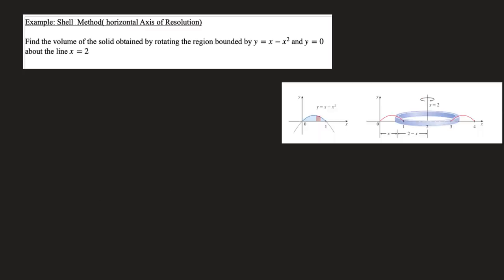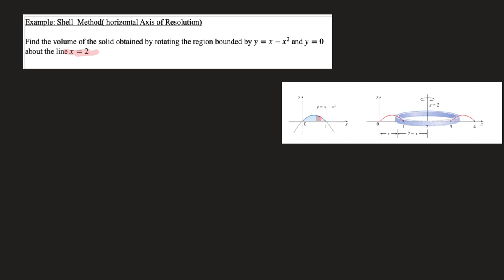Now we're going to do a more challenging question by using the shell method. In the previous example, we used the y-axis. In this example, we're using a vertical line, any vertical line right here, guys. This time, x equals 2. So what is challenging about using a vertical line? Finding the radius part, guys, okay?